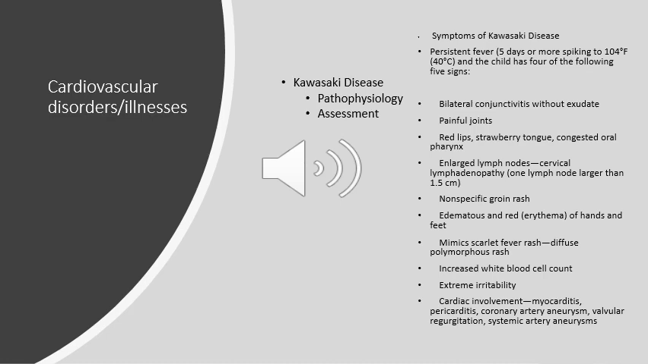You look, it's bilateral conjunctivitis without exudate. So it really affects the eyes. Painful joints, almost like that hemarthrosis that we were talking about. Right here, the red lips and the strawberry tongue and the congested oropharynx. This is kind of classic of Kawasaki disease. They almost call it cat-like tongue.